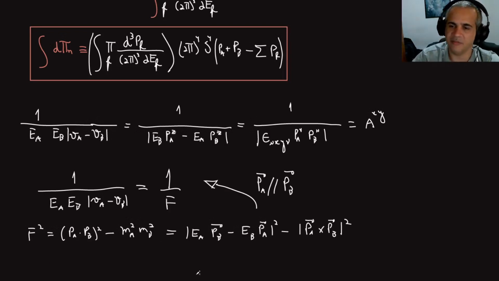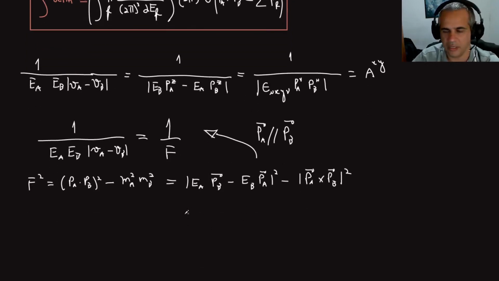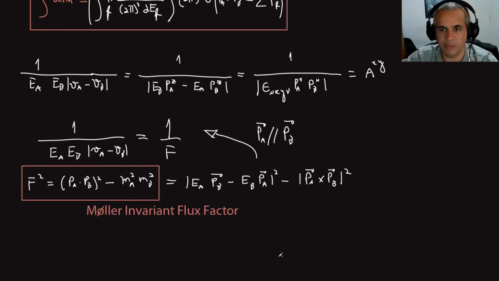But this is the explicitly Lorentz invariant way of writing this quantity, which is called the Møller invariant flux. I don't know if I'm pronouncing Møller in the right way, probably not, but if you know where I can find the pronunciation for that, leave a comment below, right? Which completes my journey into the dark side of YouTube, now that I'm asking for comments in the video.